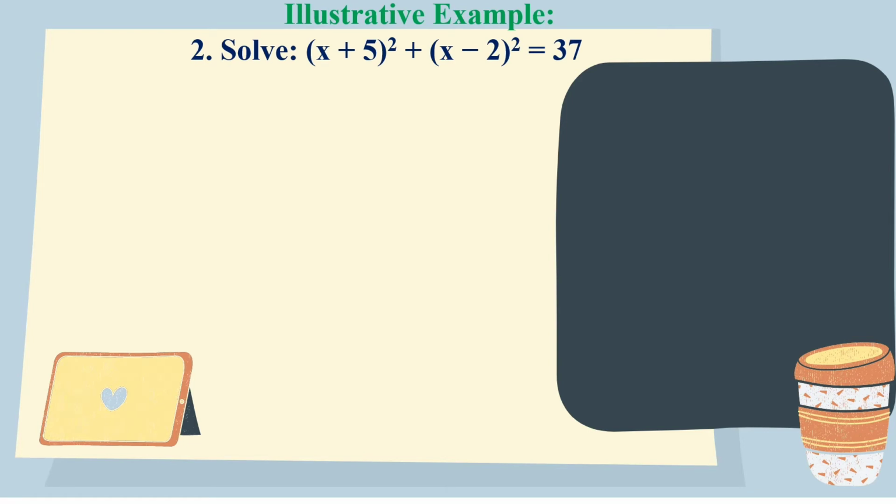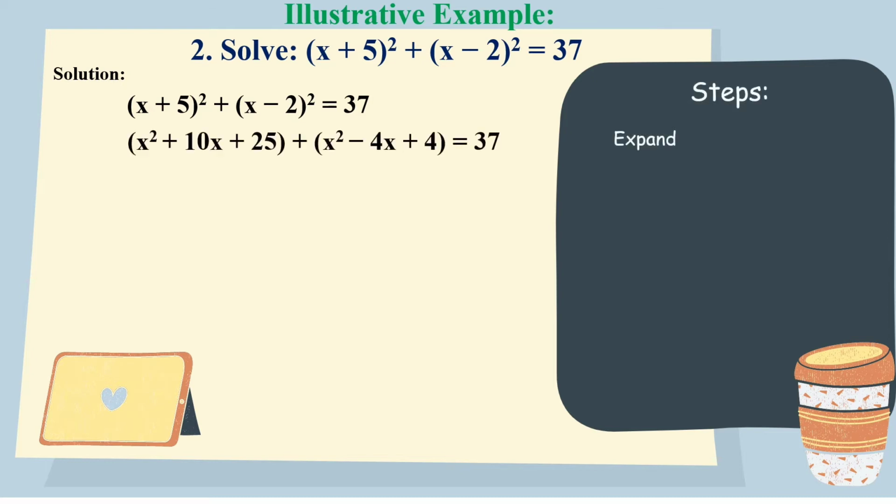For the second example, we have quantity x plus 5 square plus quantity x minus 2 square is equal to 37. For this example, let's first expand the equation. It's like x plus 5 times x plus 5 and x minus 2 times x minus 2. Or you can use FOIL method. So the product of the first and the second term will give us quantity x squared plus 10x plus 25 plus quantity x squared minus 4x plus 4 is equal to 37.